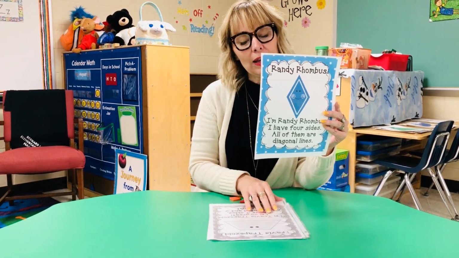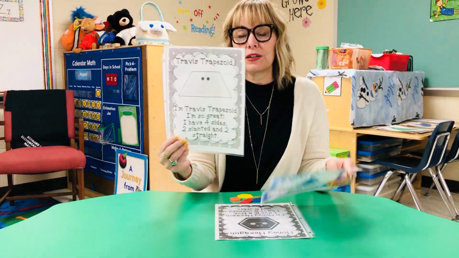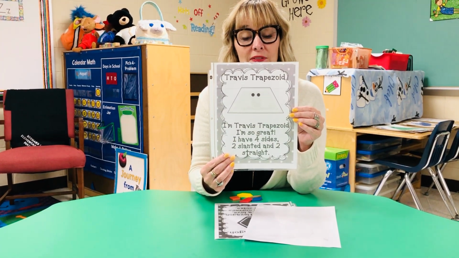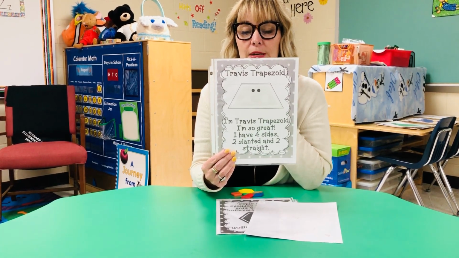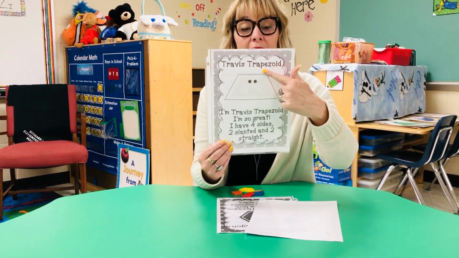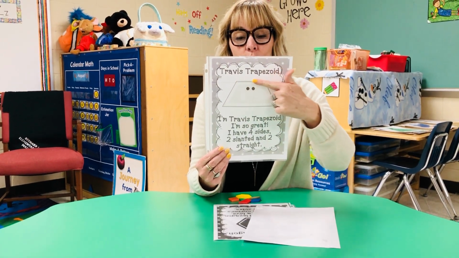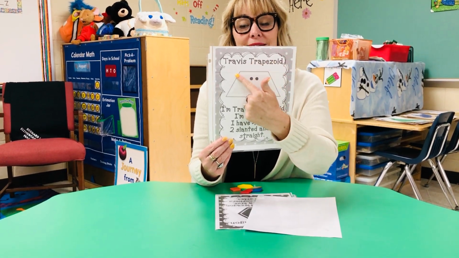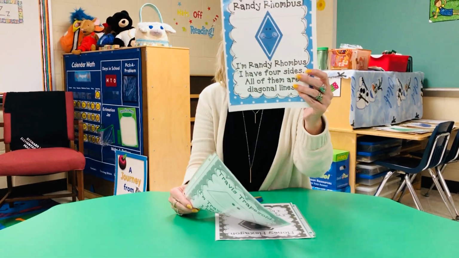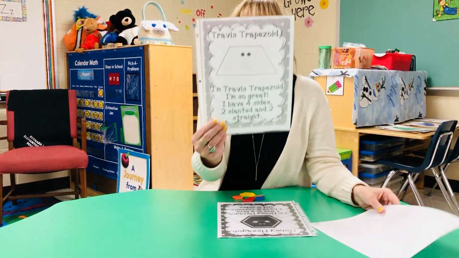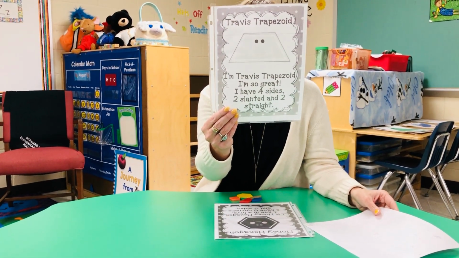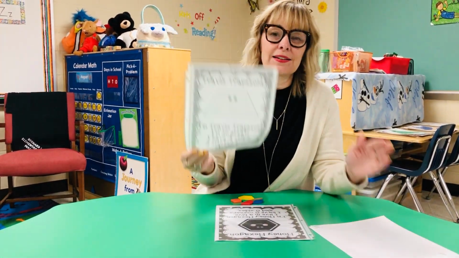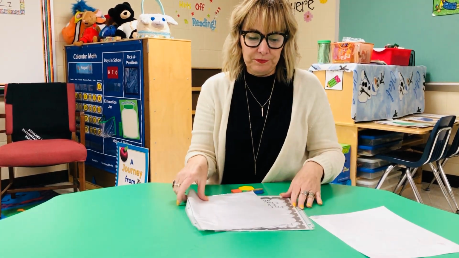Now, the other day, we learned about another fun shape called a trapezoid. Do you remember Travis Trapezoid? Well, Travis Trapezoid is different from a rhombus because he has 2 straight lines, see, straight, straight, and 2 diagonal lines. So a rhombus has 4 diagonal lines, and a trapezoid has 2 diagonal lines. When we said his poem, he called them slanted. And we know slanted is diagonal.